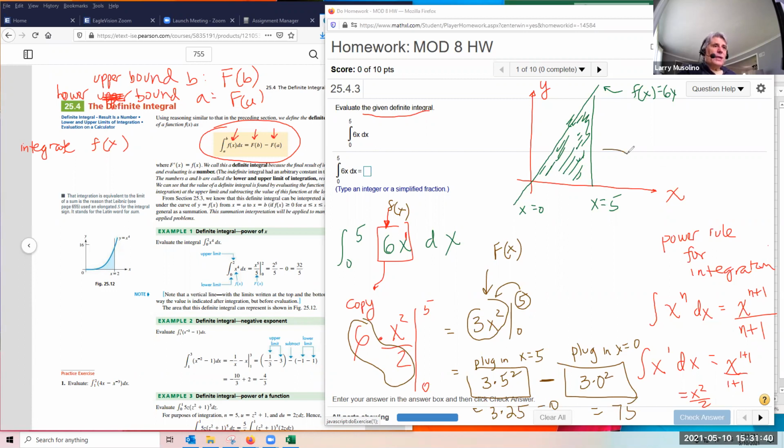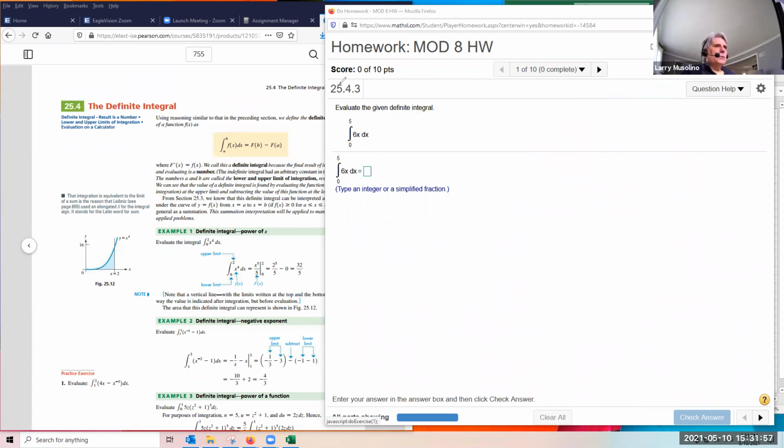So this green area under the curve is 75 square units. If I had worked this out based on the area of a triangle, I would, of course, have gotten the same answer. All right, let's do an example that's a little more challenging.